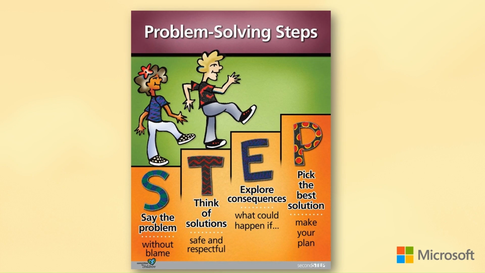And I've been there, trust me, where I've been so frustrated by a bug in my code that I felt like steam was coming out of my ears. But in those cases, it's always best to walk away, take a break, do something else for a while, and come back to it with a clear head. Then, after identifying the problem, you can think of solutions, explore the consequences of these solutions, and then finally pick the best solution to implement. So STEP: say, think, explore, and pick.